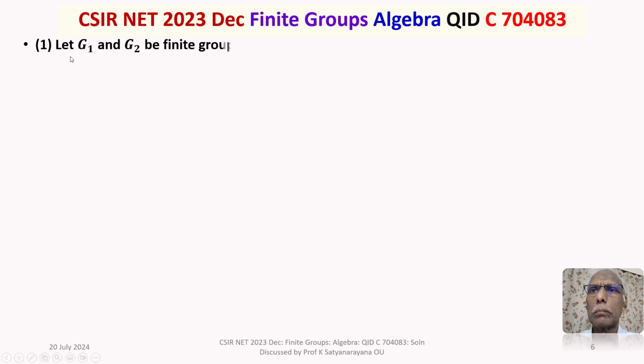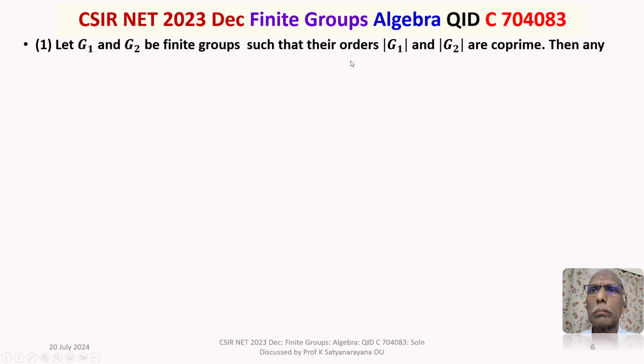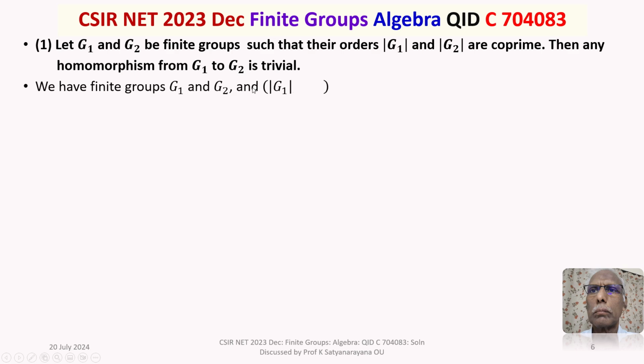Let us take the statement given in option 1. Let G1 and G2 be finite groups such that their orders are relatively prime. Then any homomorphism G1 to G2 is trivial. This is to be proved. So we have finite groups G1 and G2, and the GCD of order of G1 and order of G2 is 1. This is same as order of G1 and order of G2 are coprime.